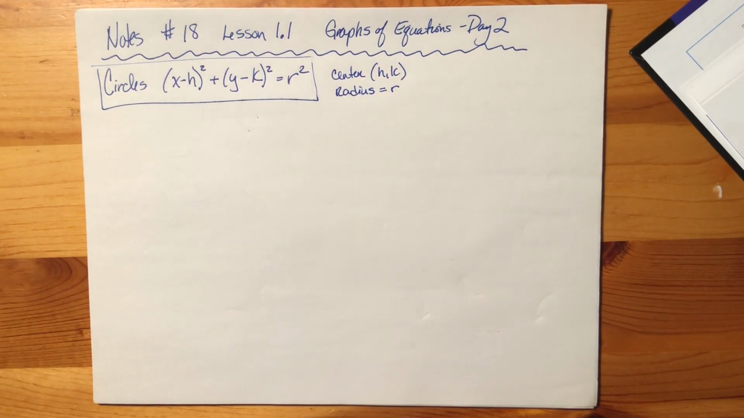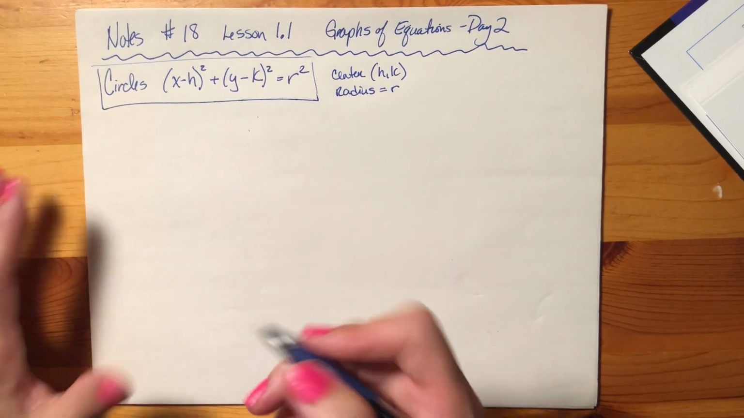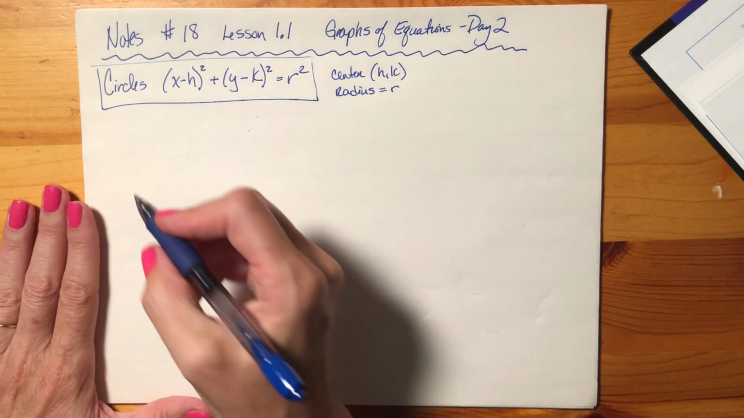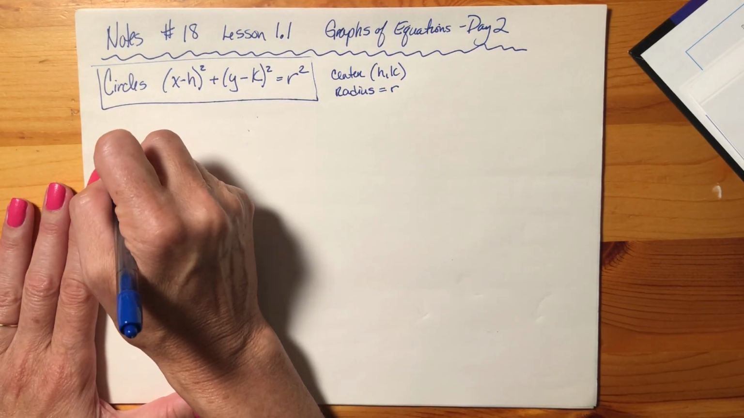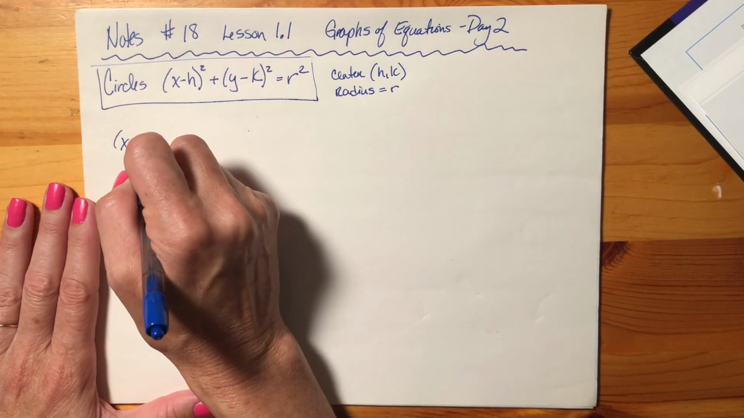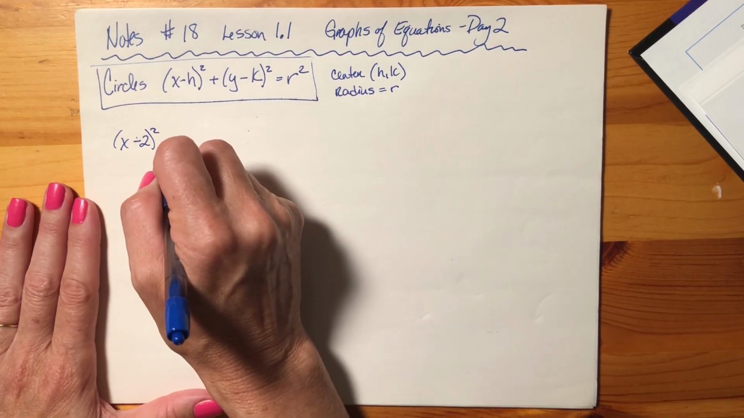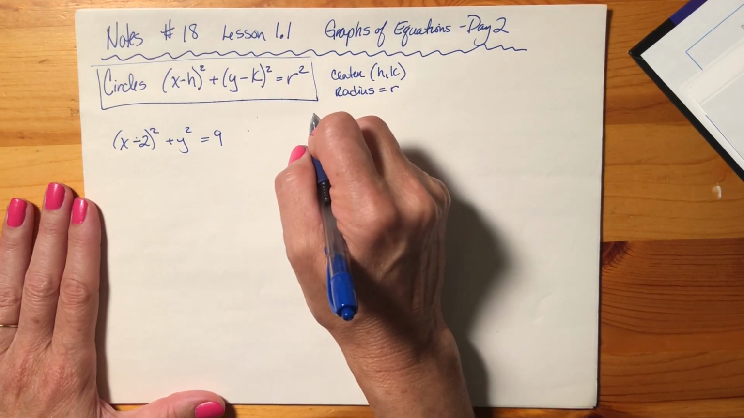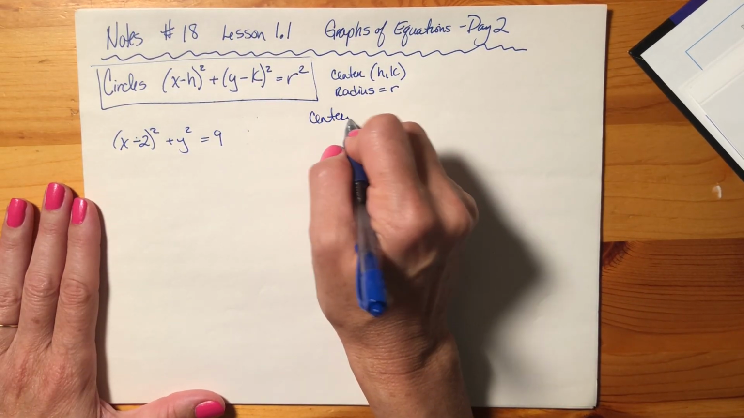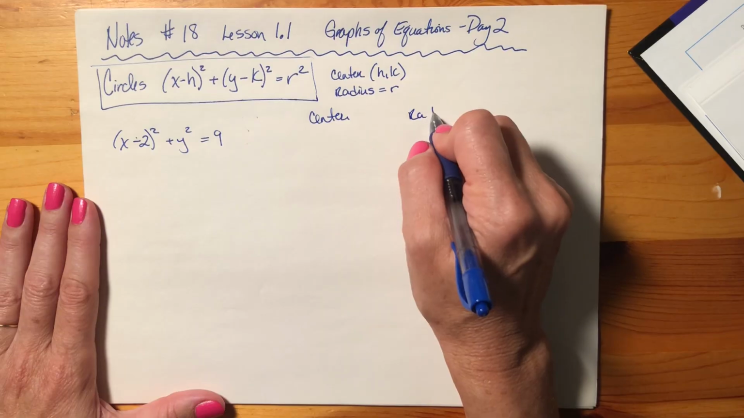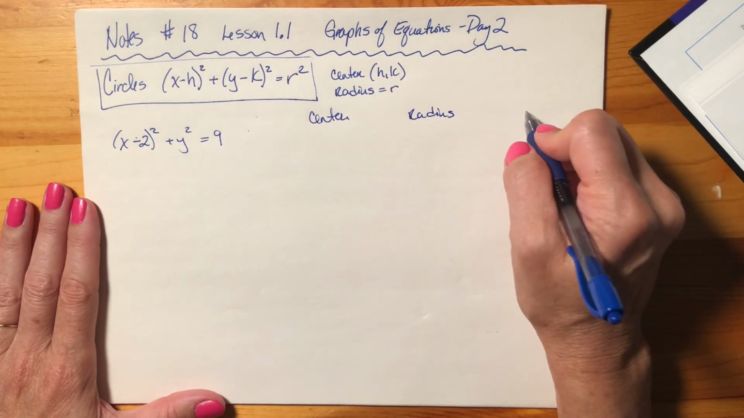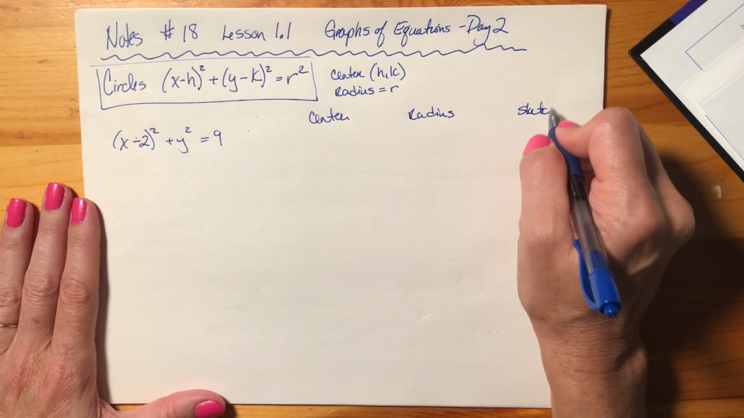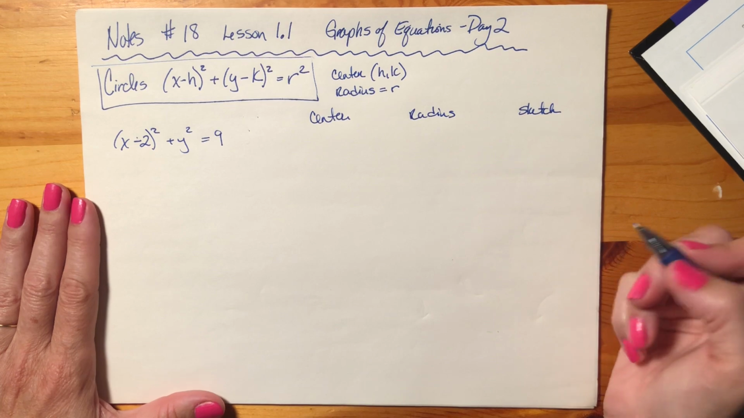So if I give you an equation in standard form, so if I say to you (x minus 2) squared plus y squared equals 9, I bet you could tell me what the center would be. And you could also tell me the radius. And I bet you could make a sketch for me. Okay, so let's go ahead and give that a try.